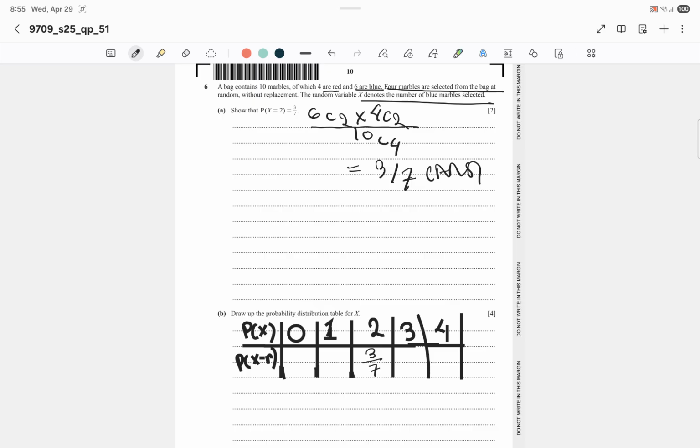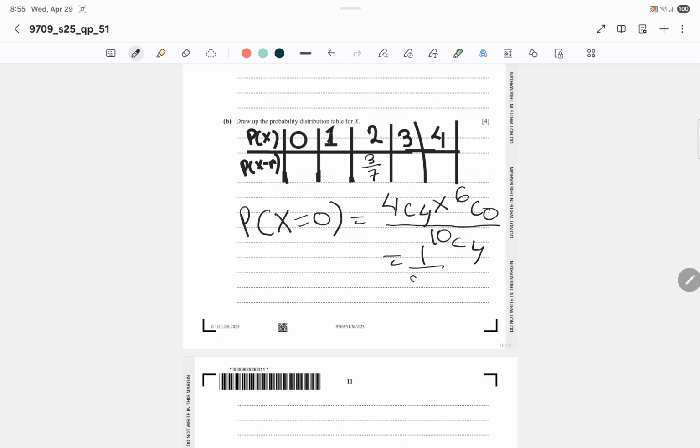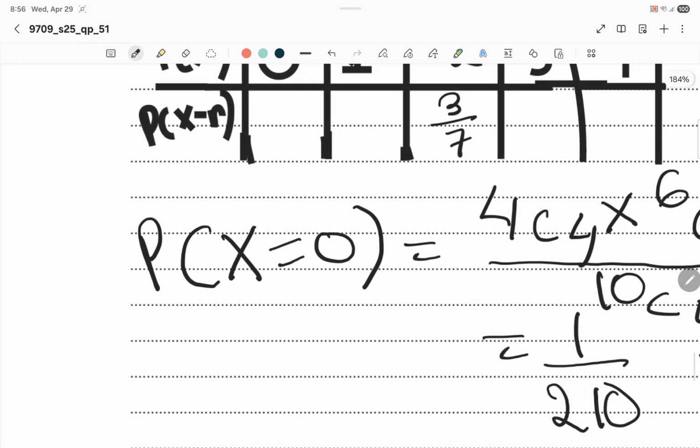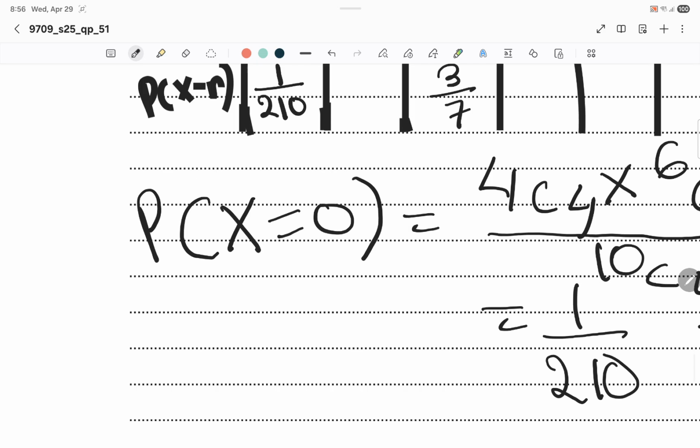I think it's better to do this manually actually. So let's think of it like this. The probability of 0, meaning he doesn't get any blue marbles, is: out of the 4 red he gets all 4, and out of the 6 blue he gets 0, divided by the total, which is 10C4, which we get as 1 by 210.